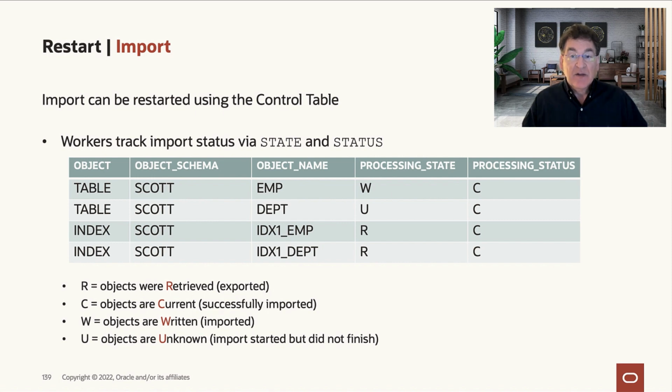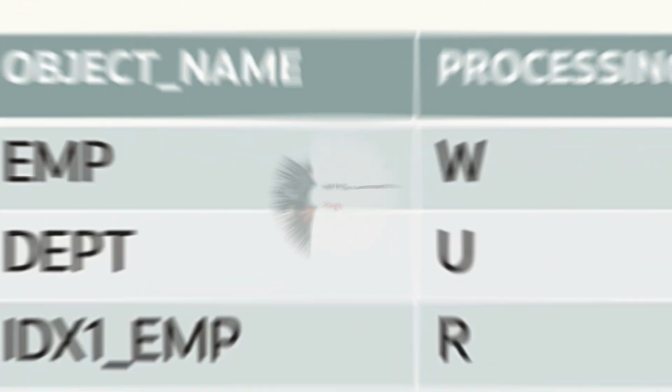In this case, the table scott.department will be imported again. After that table is created, the import job will continue with the remaining objects. In this case, it will be the two indexes that have an R for retrieved or exported in the state column. Now back to Roy for more on the interactive commands.